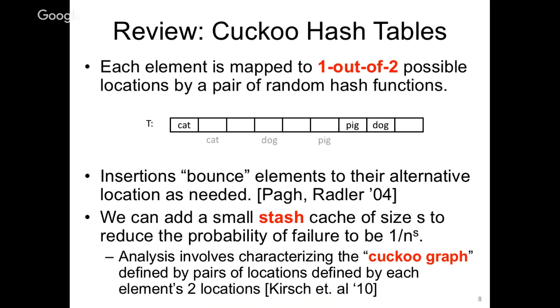And then the way you analyze these kinds of algorithms is with respect to something called the cuckoo graph. This is strictly for the sake of the analysis, but you imagine that there's a graph where every one of the cells on your table is a node, and then you create an edge between two cells for every element, connecting the two places where it can go. And then they do some fancy analysis I'm not going to talk about to prove that if you have a stash of constant size, then your probability of failure for inserting n items is 1 over n to the s, where s is the size of that stash.